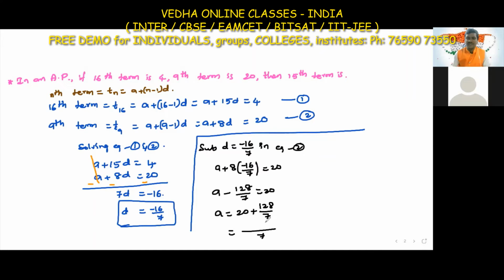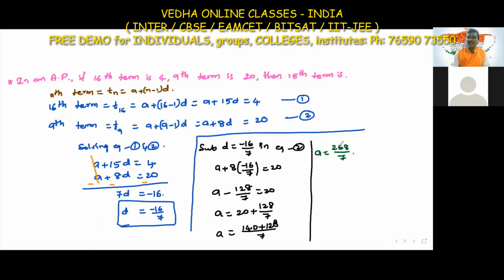LCM is 7. 7 into 20 is 140 plus 128, divided by 7 as it is. Now, what is the value of a here? The value of a is 140 plus 128, that is 268 divided by 7. This is the value of a.